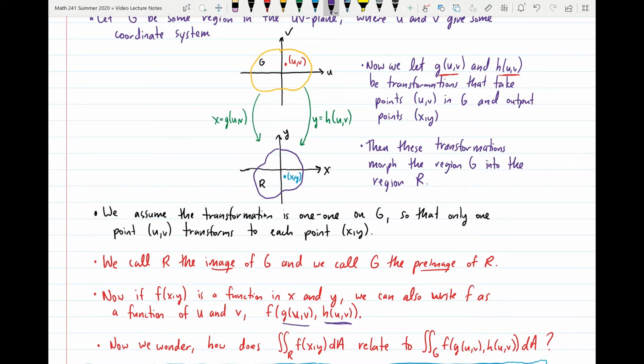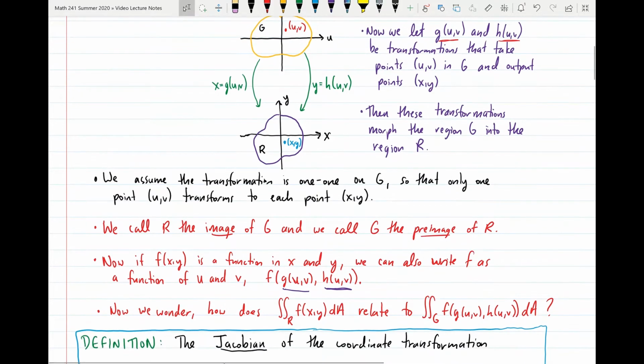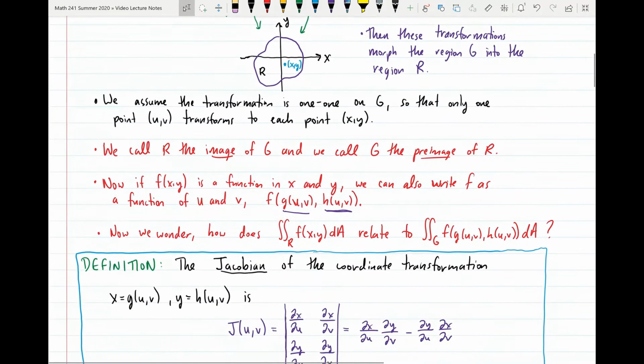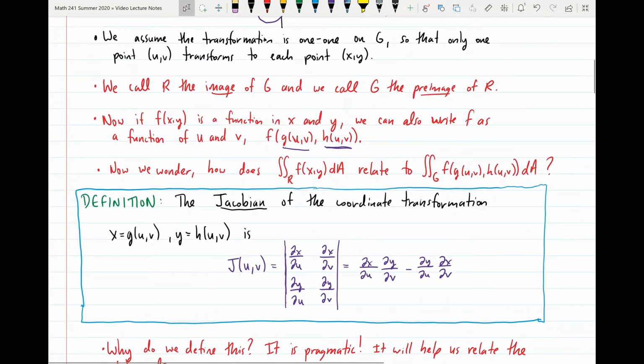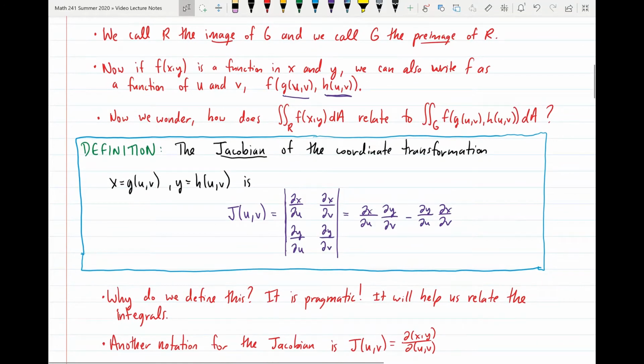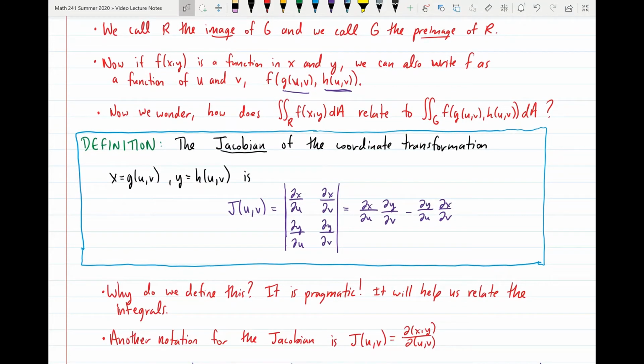And I want to know, how does the integral of f viewed as a function of u and v over this region G in the uv plane relate to the integral of f as a function of x and y over R in the xy plane? And the relation is actually going to end up being quite nice. And that's really the fundamental discovery of this whole section, that there is a relation between these two things. So importantly, before we get to that relation, we have to define what's called a Jacobian. And you'll see why we define the Jacobian a little bit further down.